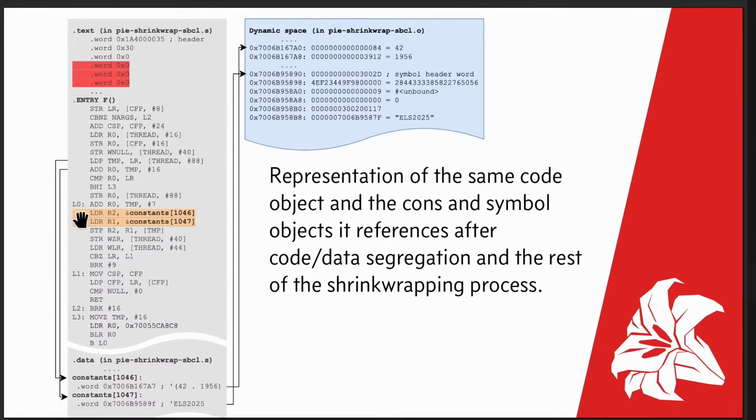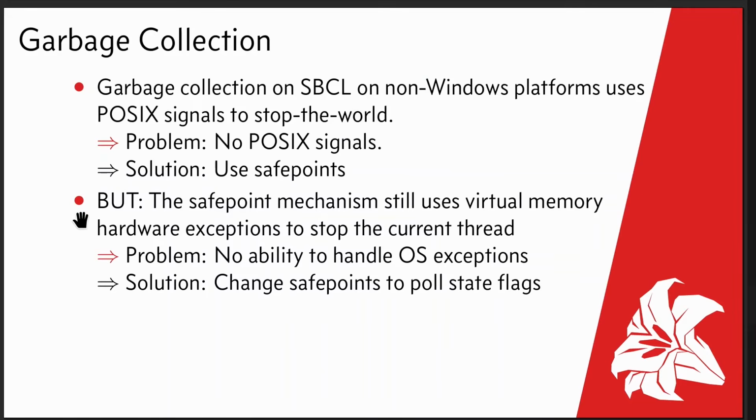So this is how we solved this issue. And remember, the constraints are: we have a moving GC, we need to relocate stuff because of address space layout randomization, and at the same time, code is special. You can't write into code once it's already loaded, and you also can't create new executable pages at runtime. So that's how we solve this problem.